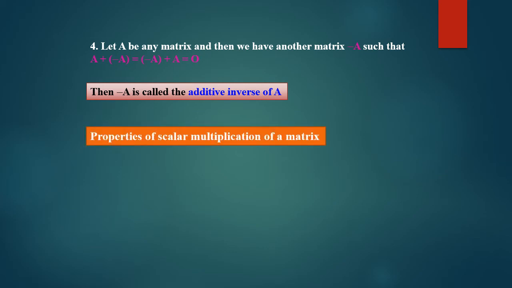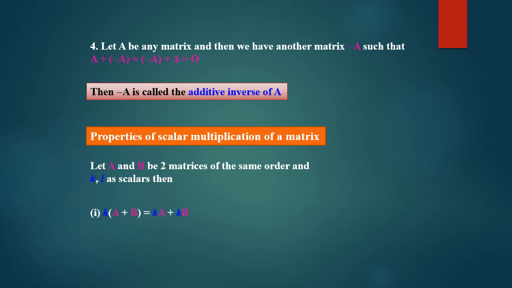Properties of scalar multiplication. So we consider two matrices A and B and scalars K and L. Then the first property is K into A plus B is equal to KA plus KB. Second property, K plus L into A is equal to KA plus LA.